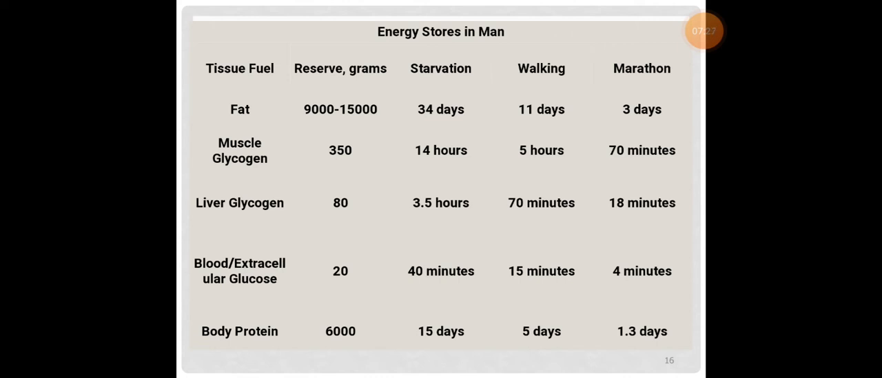You consume fat. When you consume fat, you will go for the molecules called ketone bodies. You use the ketone bodies. Then you go to the protein. You're breaking down your own body.